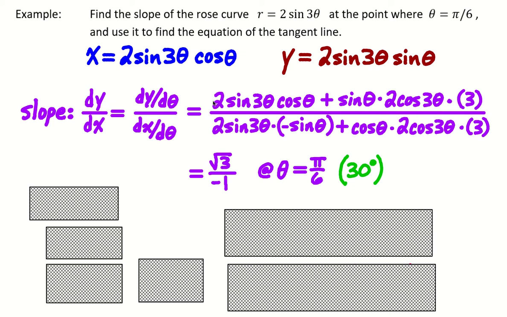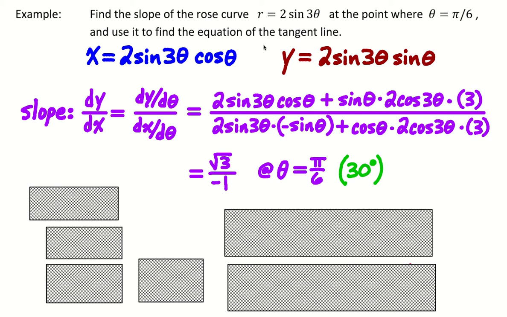Looks like what I would probably do is plug 30 degrees, or pi over 6, into all of this and throw all that into your calculator at one time, and it looks like we got root 3. Then separately crunch all that out on your calculator using 30 degrees, and you get negative 1, and so your final slope is negative root 3.